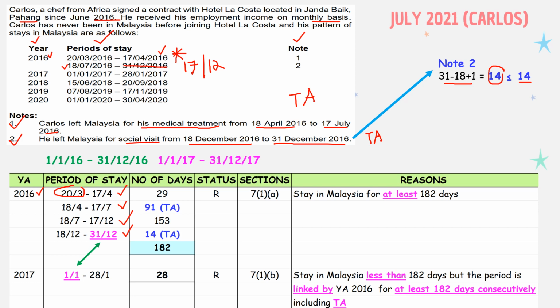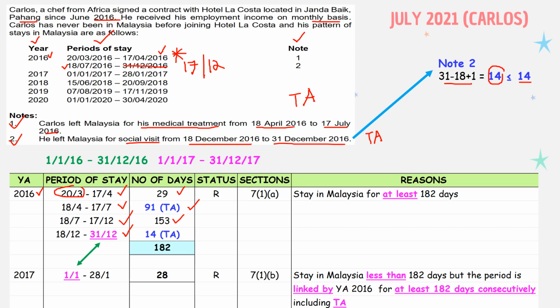Okay? Alright, number 2, TA. Okay, so 18 April. So April 30, you guys minus 18 plus 1. And then May 31, June 30, July plus 17. So you will get 91. Okay, followed by 18 July until 17 December. Okay, July 31 minus 18 plus 1. Okay, and then August 31, September 30, October 31, November 30 plus 17. So you will get 153.